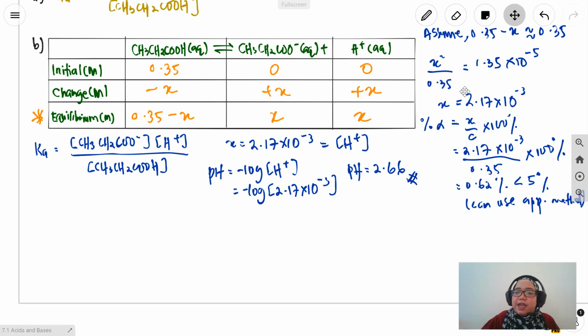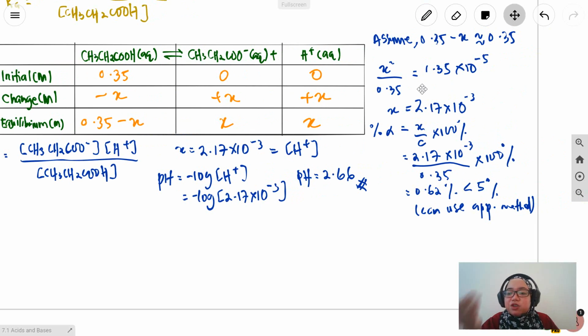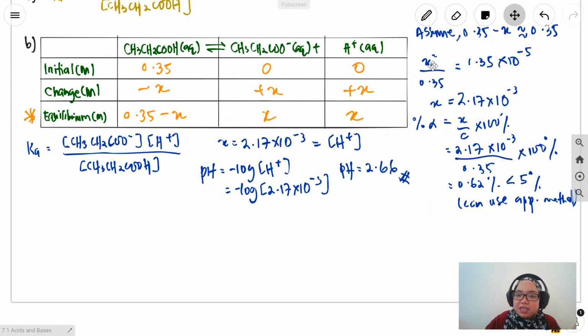Okay? So, what happened lah kan, what happened kalau we cannot use the approximation method? Katakanlah the percentage of dissociation larger than 5%. So, we need to use the quadratic formula. Okay? Kita kena guna yang tadi tu. Yang kita kena ambil kira 0.35 minus x. So, Ka is equals to x squared divided by 0.35 minus x. So, kita kena dapat dua value of x. Okay? So, kita kena pilih which x yang kita boleh pakai untuk dapatkan concentration of H plus so that kita boleh cari pH. Okay? Tapi sebabkan kita boleh guna approximation method, so kita boleh ambil terus value of x yang kita cari tadi awal-awal. Okay, so itu untuk question B.